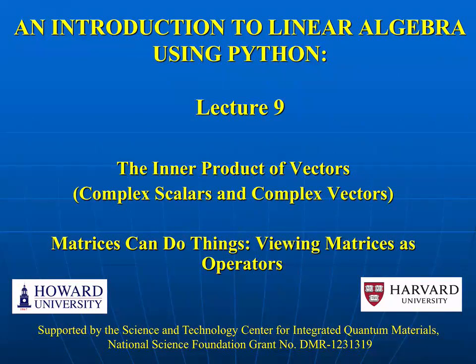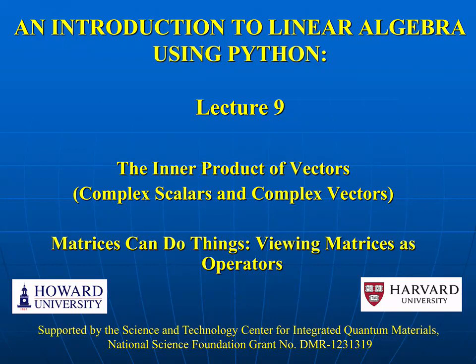This afternoon's lecture, we're going to talk about the inner product of vectors. We've already discussed the inner product of vectors if they're real, if you have a set of real scalars and real vectors. Next, we need to look at the problem of what does it mean to take the inner product of vectors if you're dealing with complex vectors or you're in the complex plane where you have complex scalars. Then for the remaining lectures of the course, we're going to start looking at matrices from a completely new point of view.